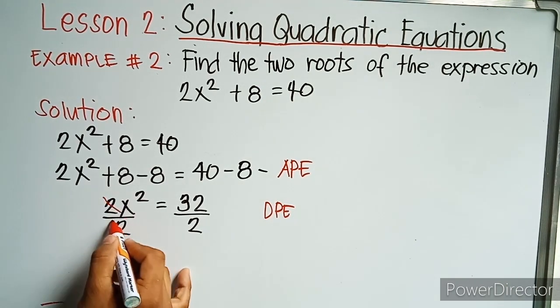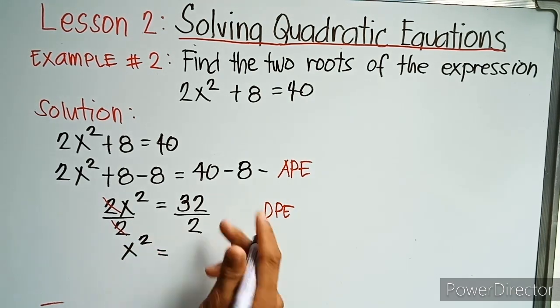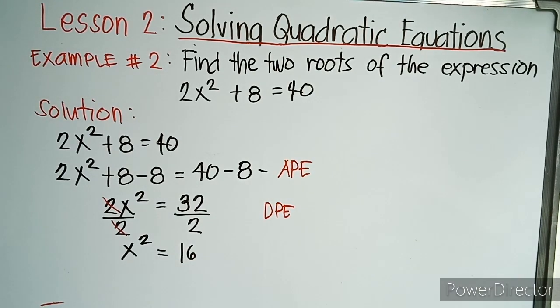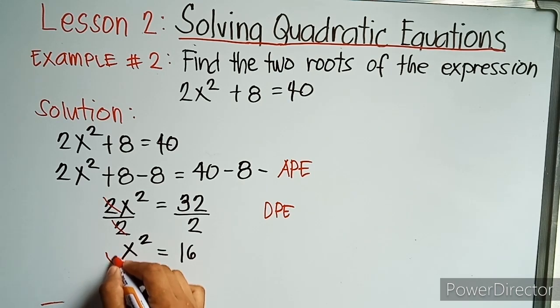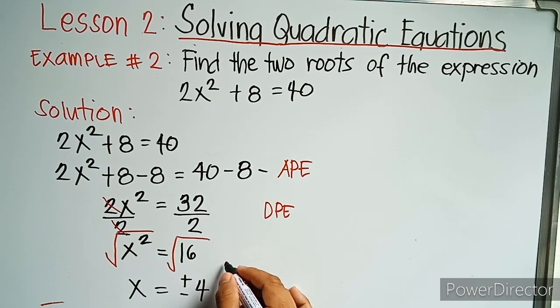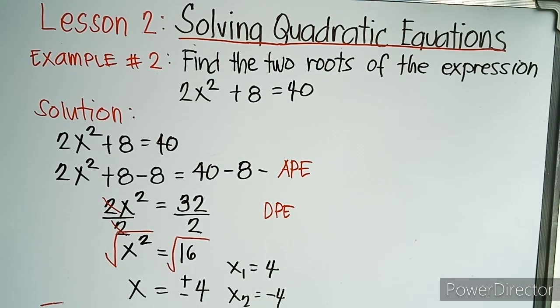Then, cancel. So, we have x squared equals, what is 32 divided by 2? That is 16. Then, we are going to apply the square root property. The square root of x squared is x, and the square root of 16 is positive or negative 4. So, therefore, x sub 1 is equal to positive 4. x sub 2 equals negative 4. Then, let's go to checking.